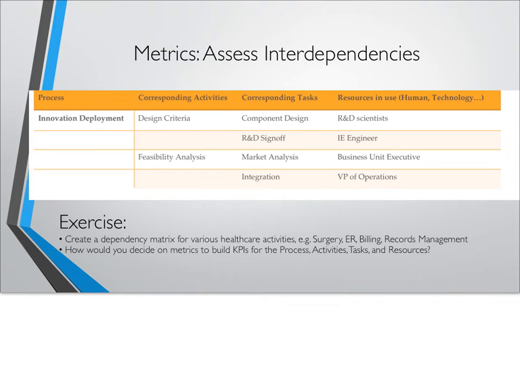So you could try an exercise in your own time, which is you can create a dependency matrix for various healthcare activities, so surgery, ER, billing, records management, and whatever it is, or based on your own industry. And then how would you decide on metrics to build KPIs for each of these processes, activities, tasks, and based on these different resources?